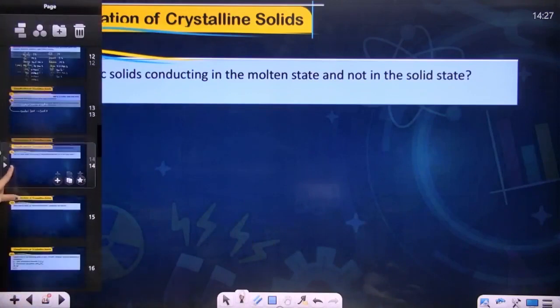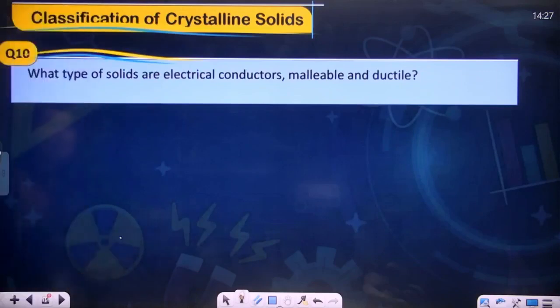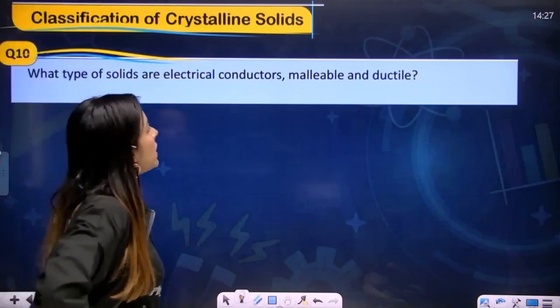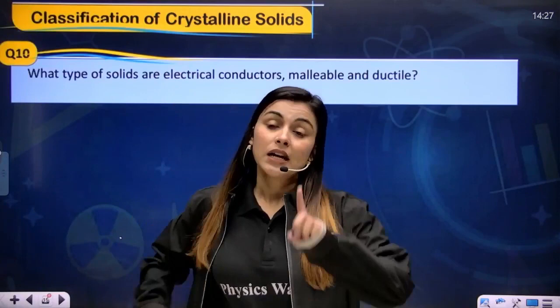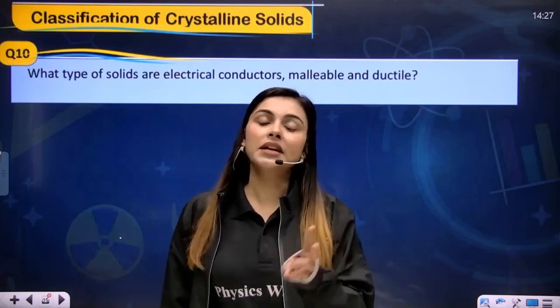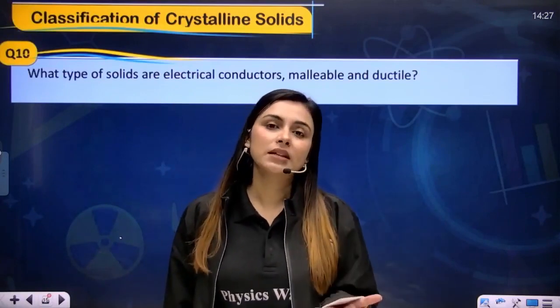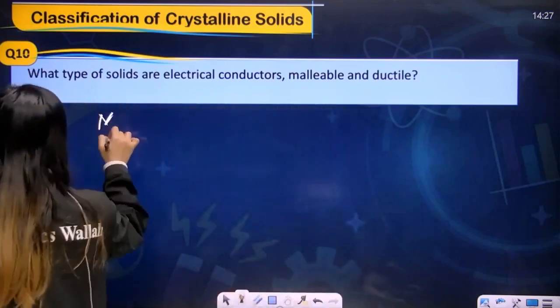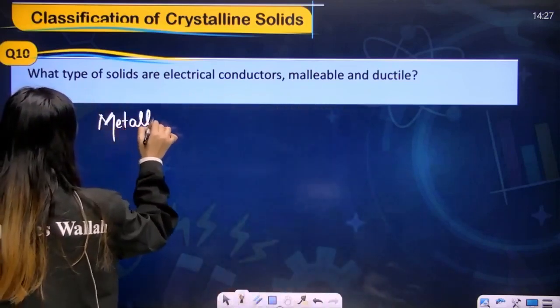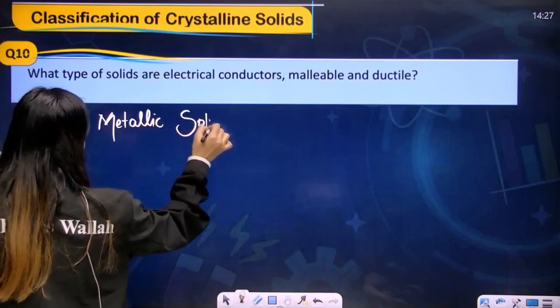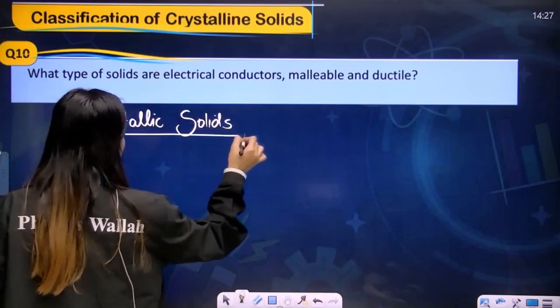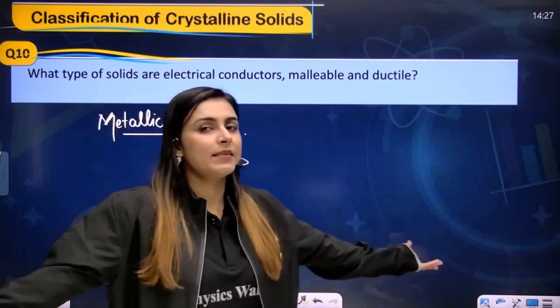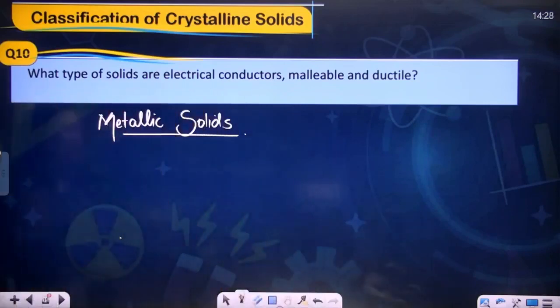Next question says: what type of solids are electrical conductors, malleable and ductile? They are electrical conductors, they are malleable and they are ductile. Which were these? These were your metallic solids. So your answer would be metallic solids. Perfect, my dear students. I hope you're clear with this. Easy, right? Let's move forward.